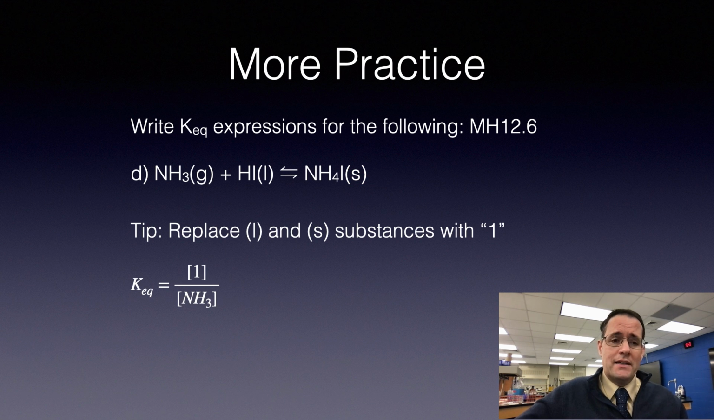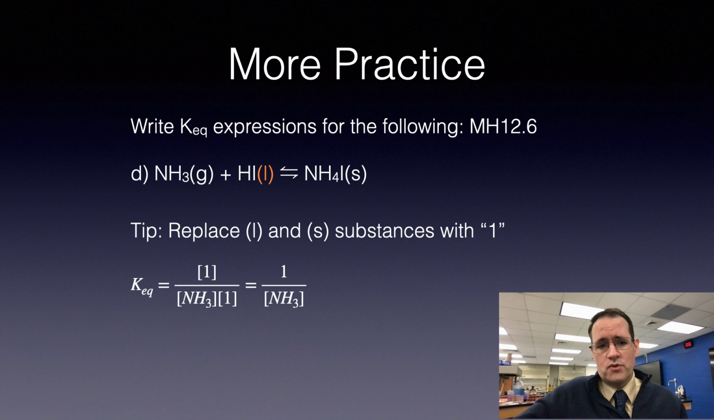Our first reactant is ammonia, which is a gas, so we place that in brackets. And HI is a liquid, so we replace that with 1. When you simplify this, it just becomes 1 over the concentration of ammonia, or 1 over the pressure of ammonia if you're talking about Kp.